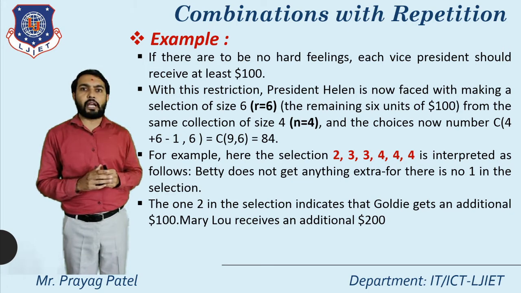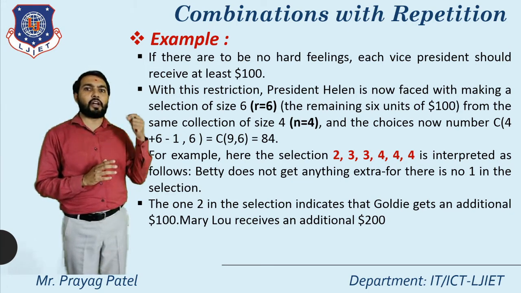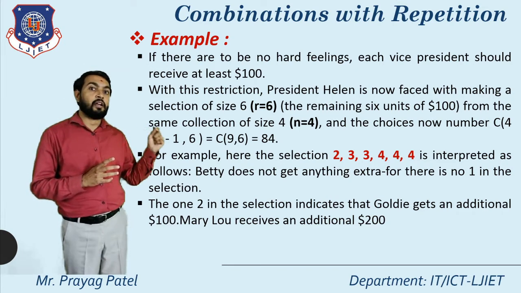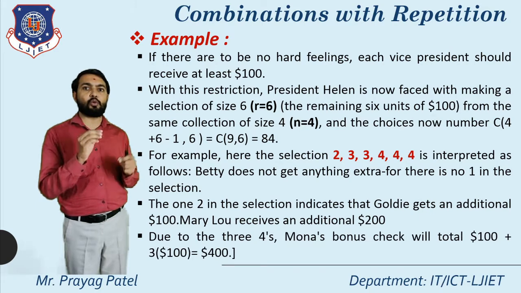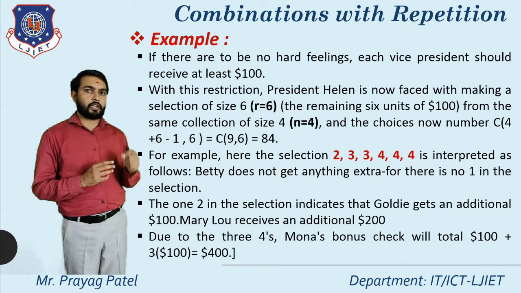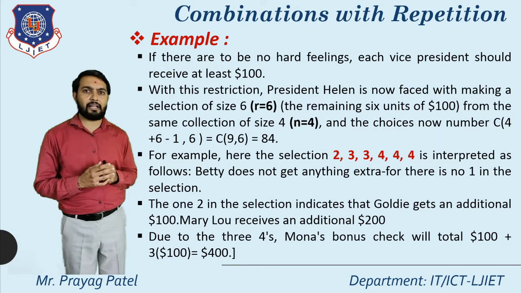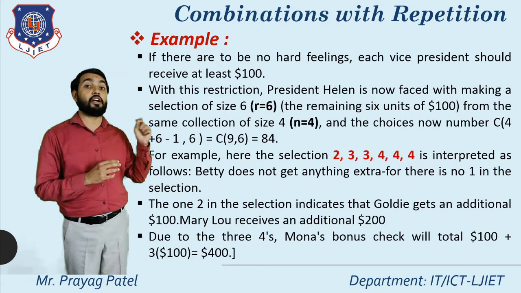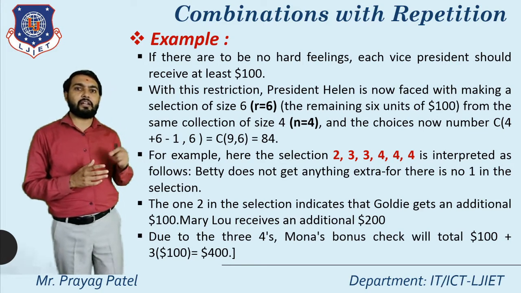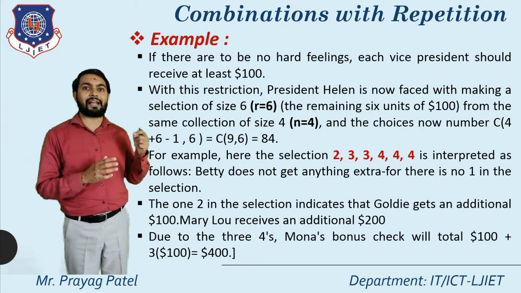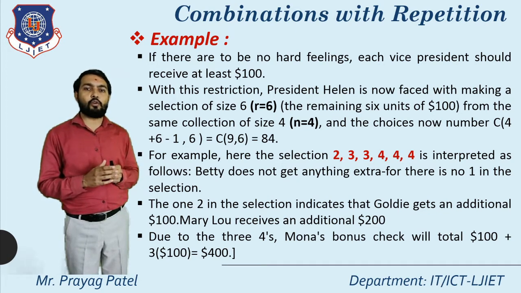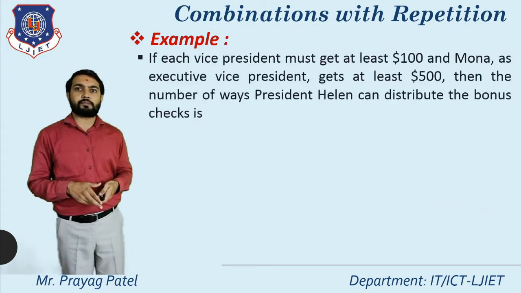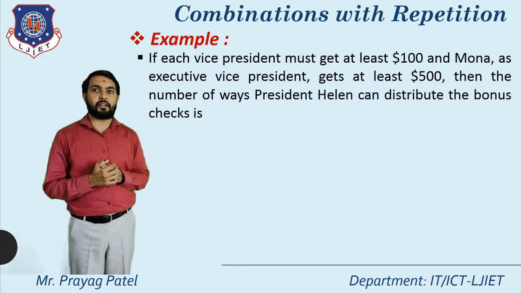Now here we write 2, that means the second vice president gets one extra check. So the second vice president gets $200. Now for the third vice president, we write 3 two times, that means the third vice president gets 2 extra checks, that means total amount for this is $300. Now the last vice president gets 3 extra checks, that means total amount for the fourth vice president equals $400.